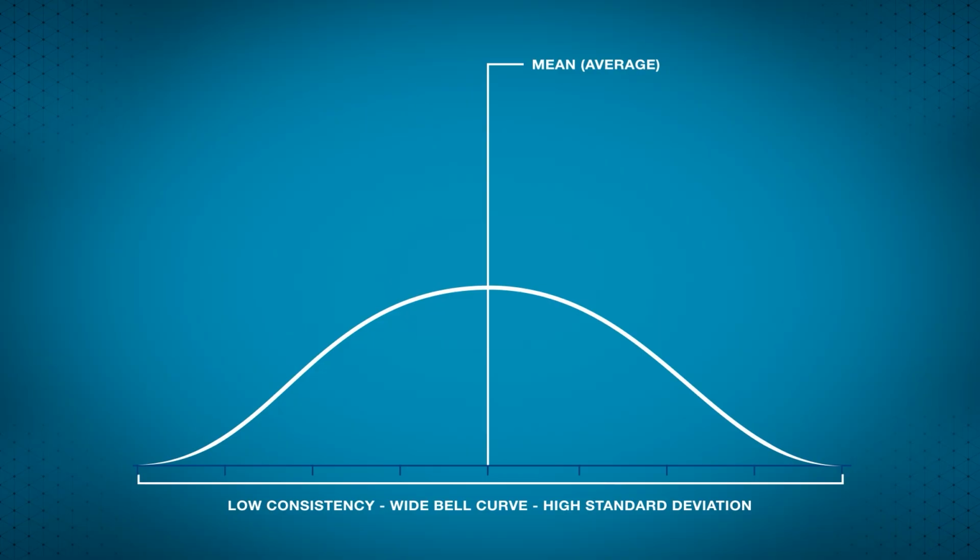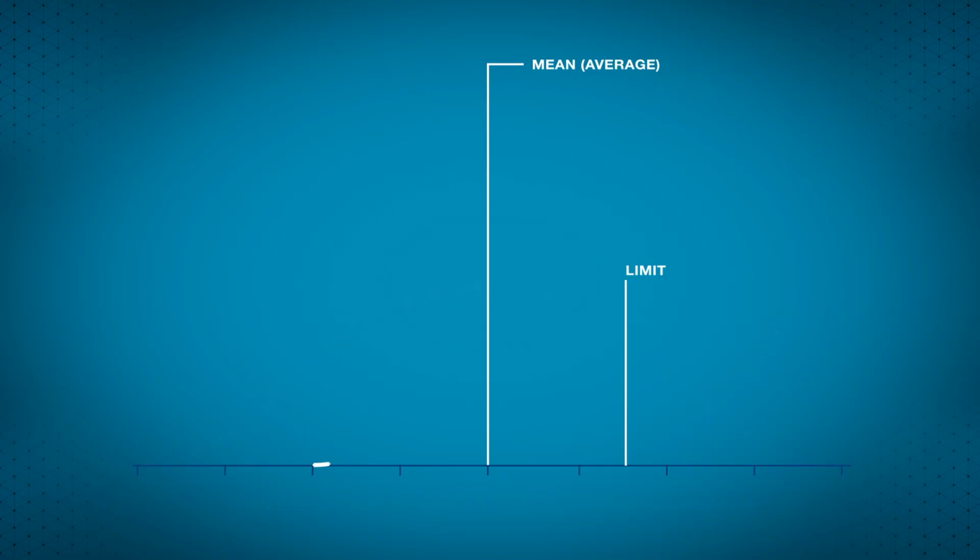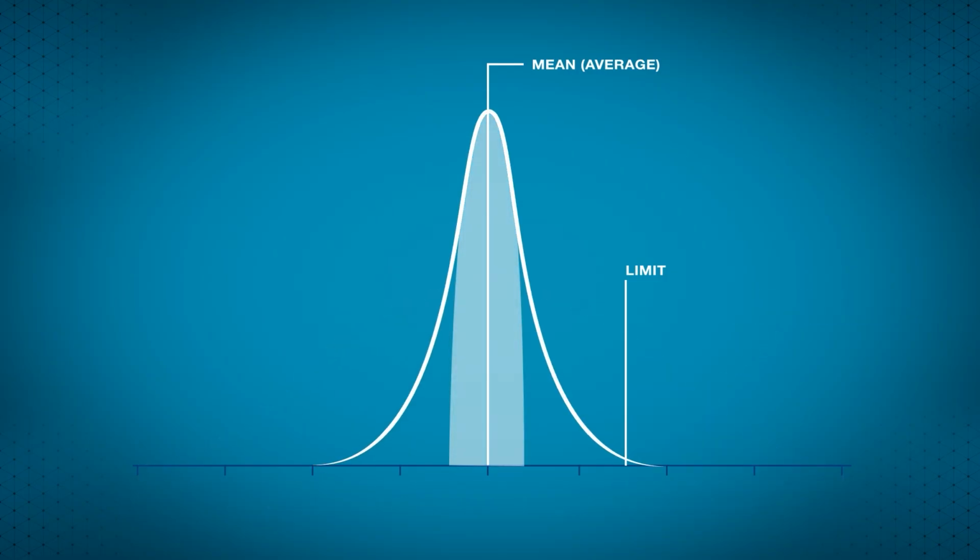The proportion of pavement failing to meet requirements depends on both the property's average value and its consistency. Lower consistency means a larger portion of the pavement will fall outside of the limits. An average value closer to the limit also increases the likelihood of values exceeding the limits. Therefore, calculating PWL for a pavement property requires understanding both its average value and the consistency.